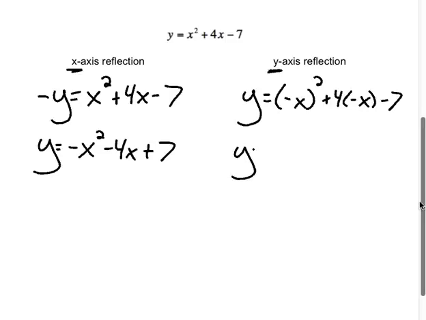Now here, if I square -x, here's kind of the cool thing: when you square a negative, it actually becomes positive again. So that actually remains a positive x squared minus 4x minus 7. Okay, but again, the big picture here, when you do a reflection, that variable keeps its value. The other one has to take on the negative.